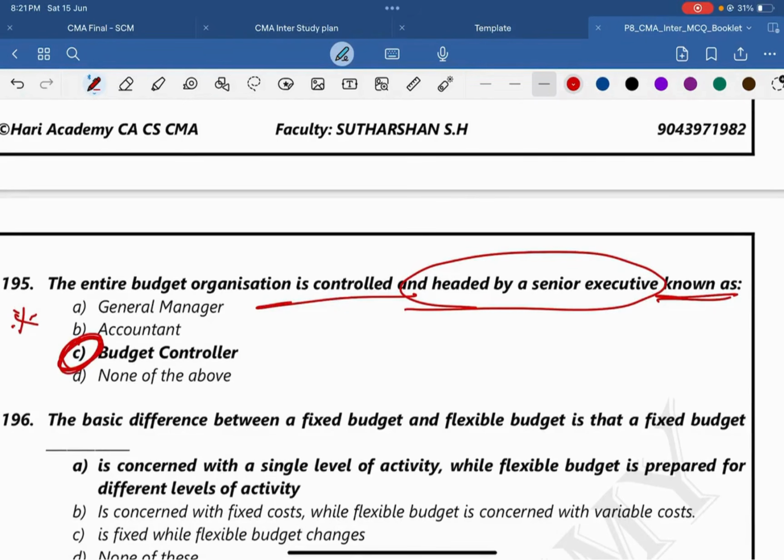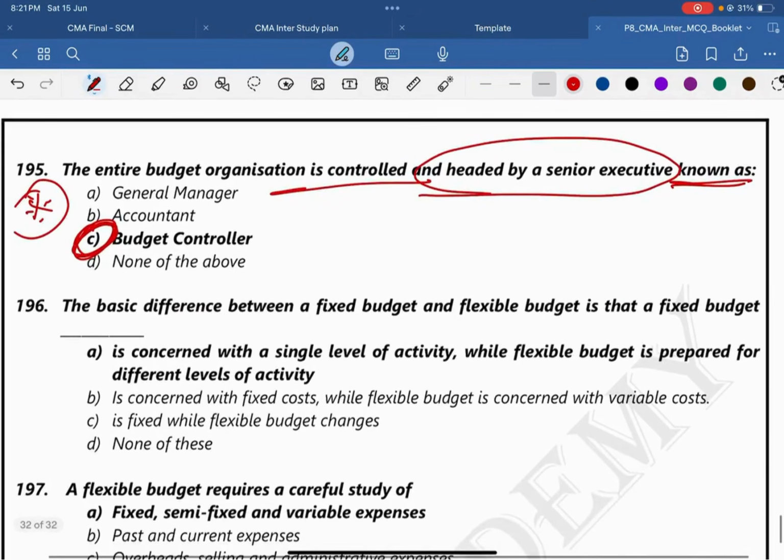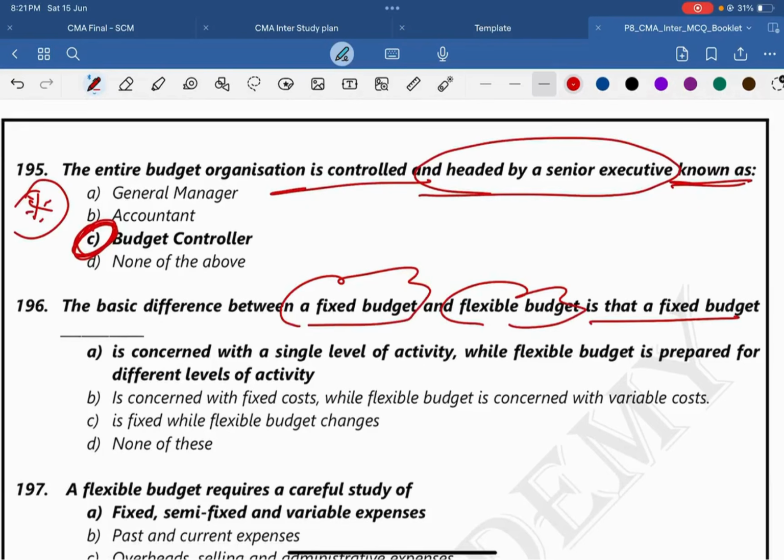They may test you this question. 196. The basic difference between a fixed budget and a flexible budget is that the fixed budget is concerned with a single level of activity. For 80% of production, what is that budget? That is a fixed budget. For that particular level of activity, I need to produce 80,000 units. For that, what is the budget if I prepare? That is a fixed budget.